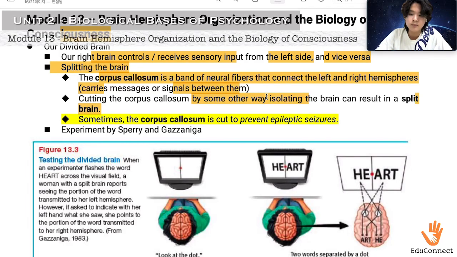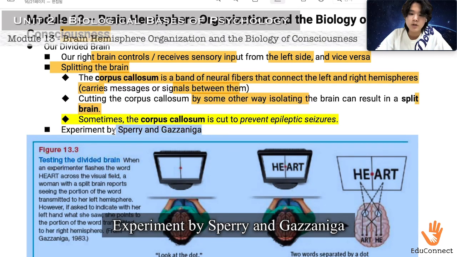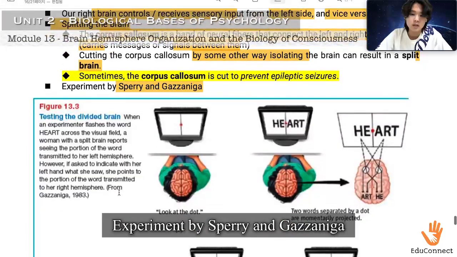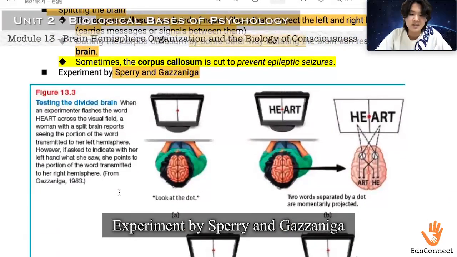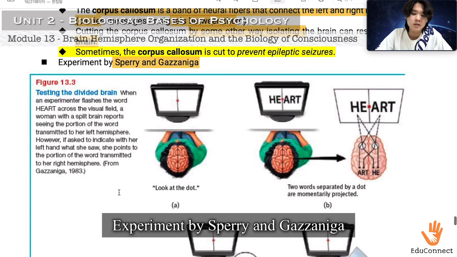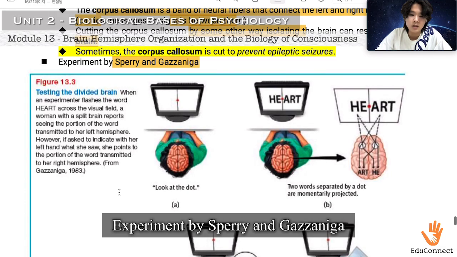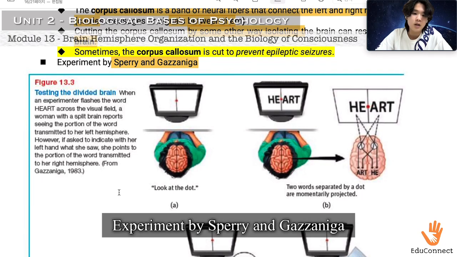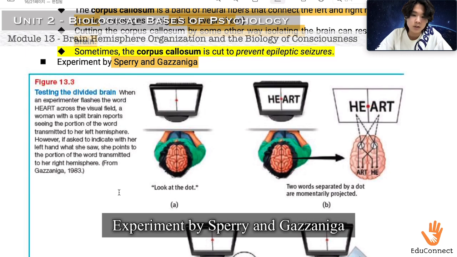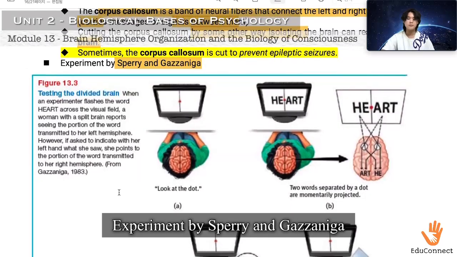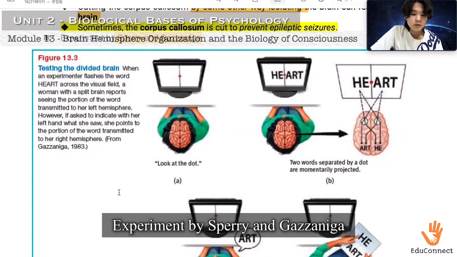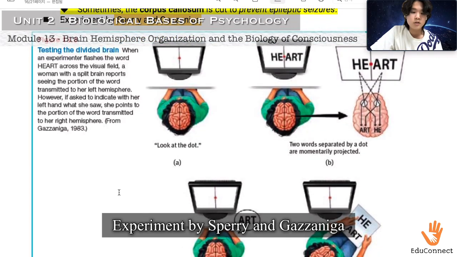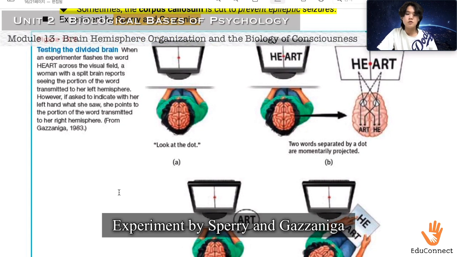We want to remember this because it comes out in the test a lot. This was an experiment by Sperry and Gazzaniga. Now testing the divided brain. When an experimenter flashes the word HEART across the visual field, a woman with a split brain reports seeing the portion of the word transmitted to her left hemisphere. However, if asked to indicate with her left hand what she saw, she points to the portion of the word transmitted to her right hemisphere.